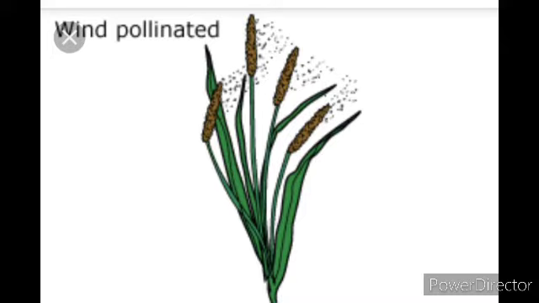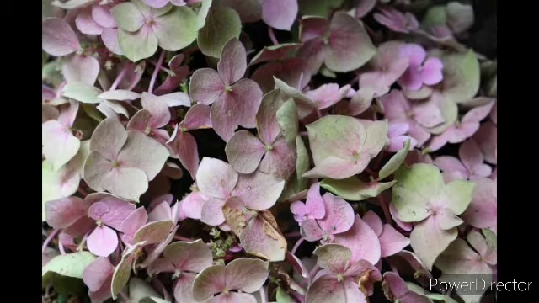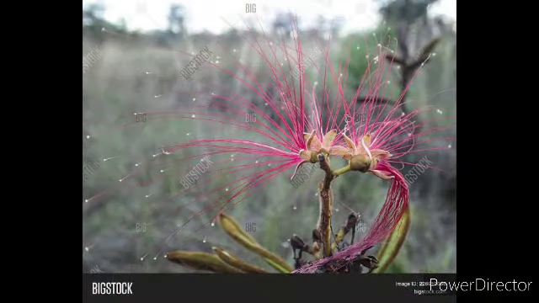Characteristics of wind pollinated flowers. The plants are usually small and dull colored. They have long anthers so that the pollen grains may get blown off easily. And of course, even the wind pollinated flowers should produce a large amount of pollen grains. And the pollen grains must be light in weight for easy carrying.